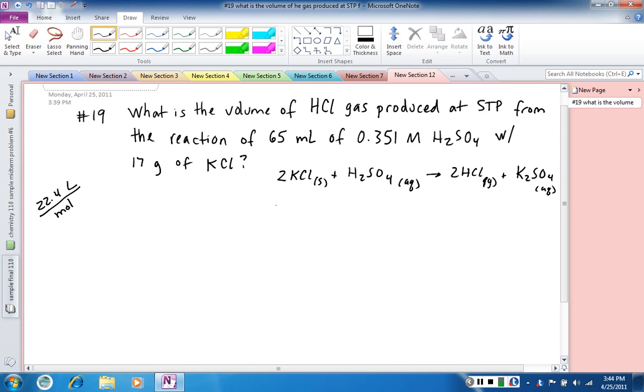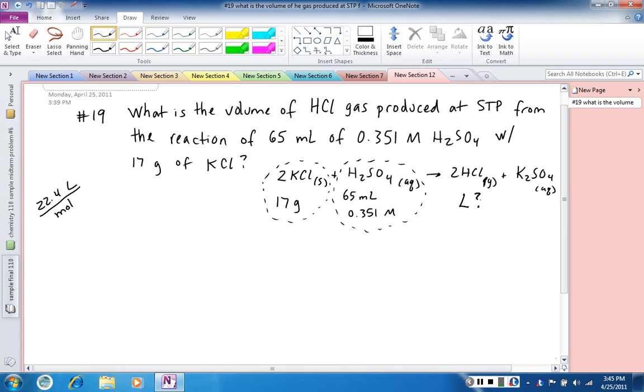What you've got here is 17 grams of KCl, and you've got 65 milliliters of 0.351 molar of a liquid. So you can get to moles with both reactants. And it wants to know how much product you're going to make here in liters of HCl. So this is again a limiting reactant problem.